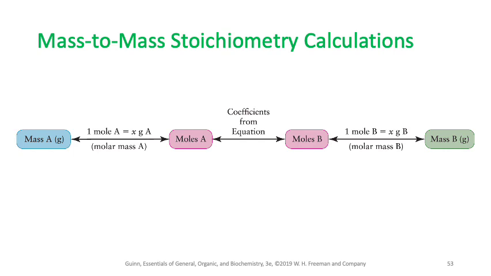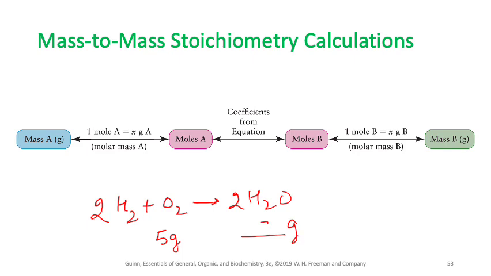For example, again H2 plus O2 gives you water. This is a balanced chemical equation. For example, if I say I used 5 grams of oxygen, how many grams of water can you produce? That means this is a mass to mass stoichiometric calculation using this chemical equation. So we're going to learn this kind of problem and then try to solve it.